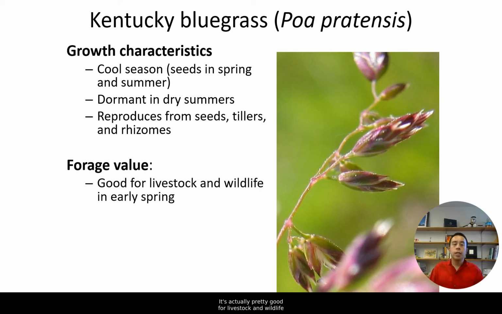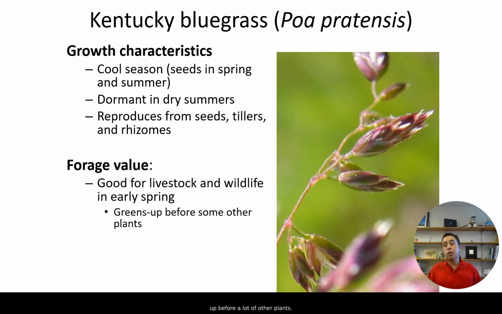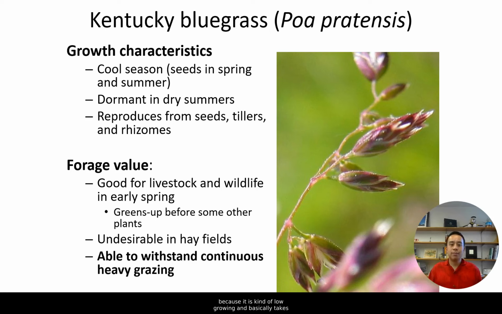In terms of forage, it's actually pretty good for livestock and wildlife in the early spring because it greens up before a lot of other plants. But you might recall from the last slide, or not, that's okay, it's a pretty low growing plant, and so because of that, it often doesn't make a lot of really highly productive forage. It is often, for that reason, also undesirable in hayfields because it is low growing and basically takes up habitat space for taller growing hay species that you might harvest all at once and bale together.